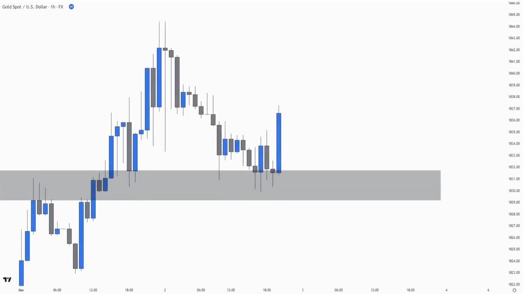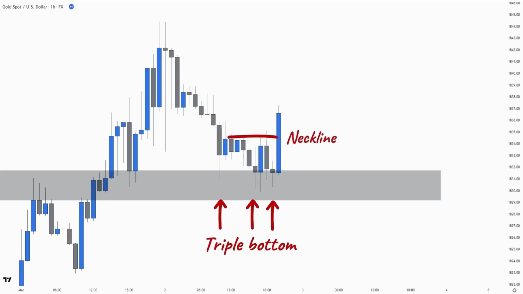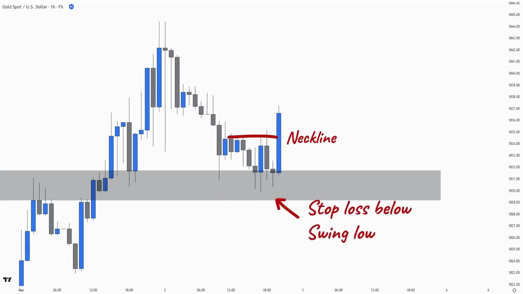Here in the 1 hour, we can observe much more detail once the price reaches this level. We can notice this triple bottom strongly rejecting the price. The neckline has broken, and if we enter the market, our stop is going to be below this swing low in any circumstances. So if we enter the market right now, our stop will be too large, so we have to wait for a pullback to enter the market at a better price.